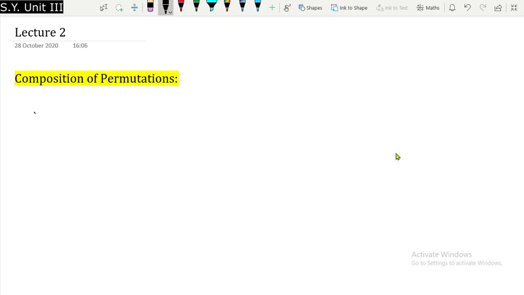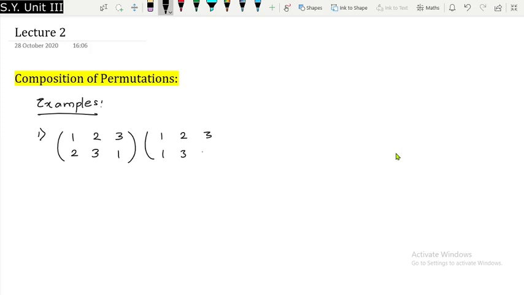We have already discussed the topic of composition before in first year. So this topic can be well understood with the help of examples. So here I will go with the first example as 1, 2, 3. First of all, we will use basic notations and then we will extend the idea to what? The cyclic notation. So 1, 2, 3, 1, 3, 2.